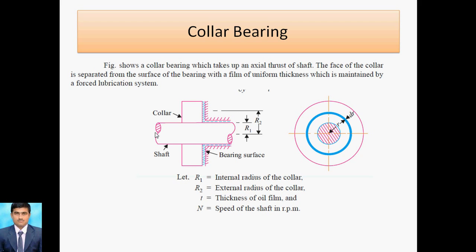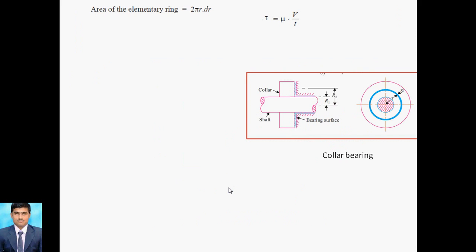One example is there. So capital R1 is there and capital R2 is there. This is the bearing surface, and here the arrow indicates the bearing surface. R1 is the internal radius of the collar, and R2 is the external radius of the collar. Then thickness t is for the oil film, and capital N is the speed of the shaft. Considering this elementary ring, we already calculated the area of the elementary ring, which is 2 pi r dr.